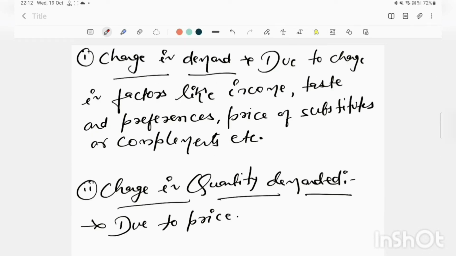But before that, let's understand the difference between change in demand and change in quantity demanded. When we say there is a change in demand, it is due to a change in factors like our income, our taste and preferences, and the price of substitutes or complements. But when we say there is a change in quantity demanded, it is just related to the price. When there is a change in the price of the commodity, our quantity demanded for that good gets changed also.